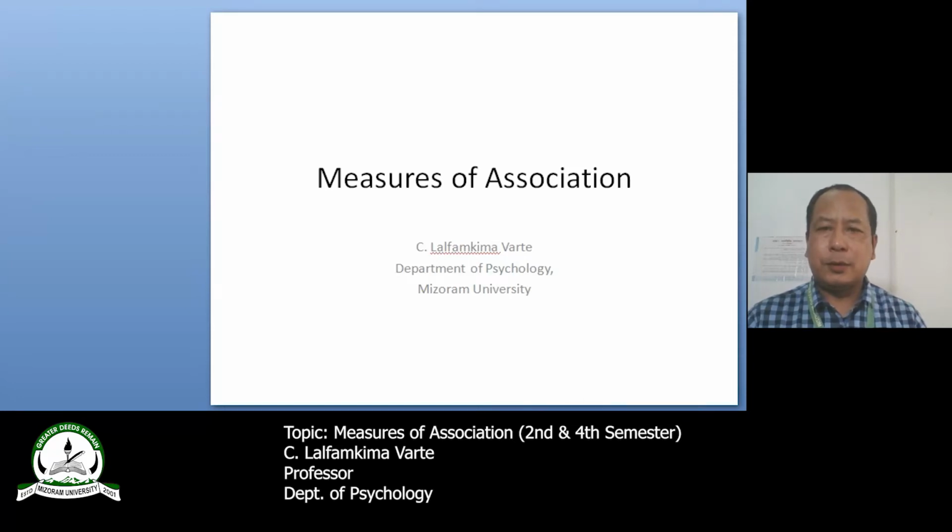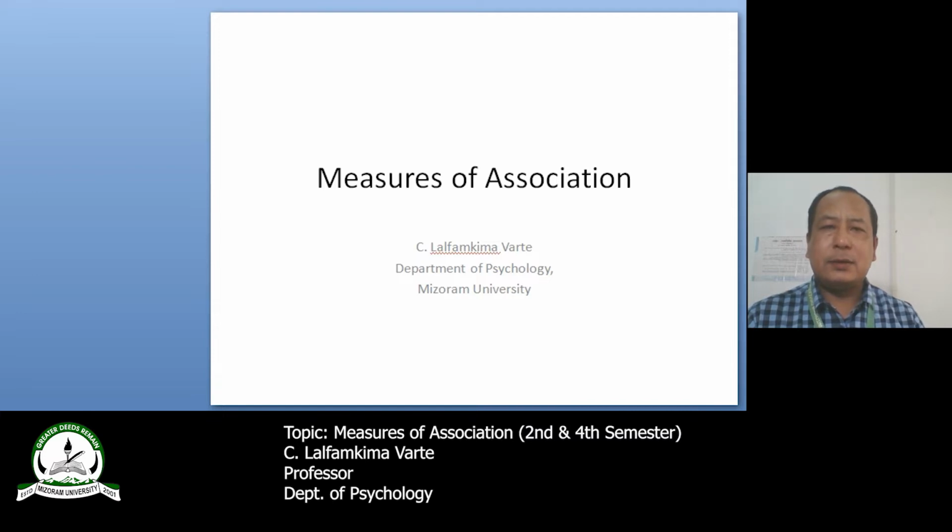Today, I am going to speak on the measures of association. This will cover Unit 3 of the correlational designs for the second semester and Unit 2 of multivariate techniques for the fourth semester. If we are to look at the quantitative methods, we can have two broad divisions.